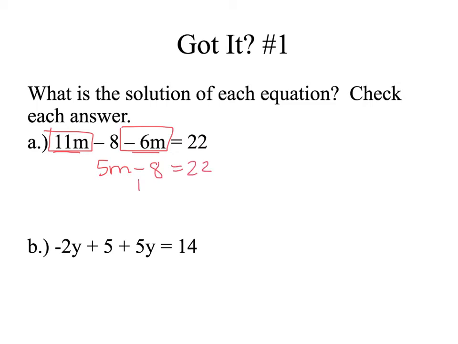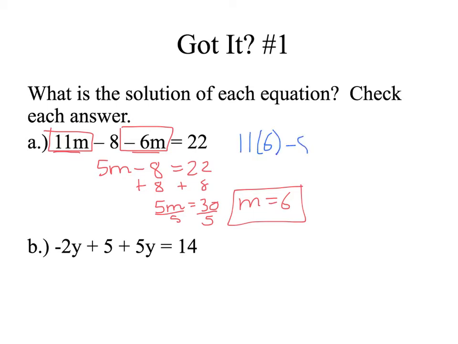And then we have a two-step equation, so add 8 to both sides. We have 5m equals 30, and divide both sides by 5. M is going to equal 6. Okay, so m equals 6 is the answer. Let's check that. So if we had 11 times 6 minus 8 minus 6 times 6, that should equal 22. And for the sake of time, we could put this all in the calculator. 66 minus 8 minus 36. I'm pretty sure it's going to equal 22.